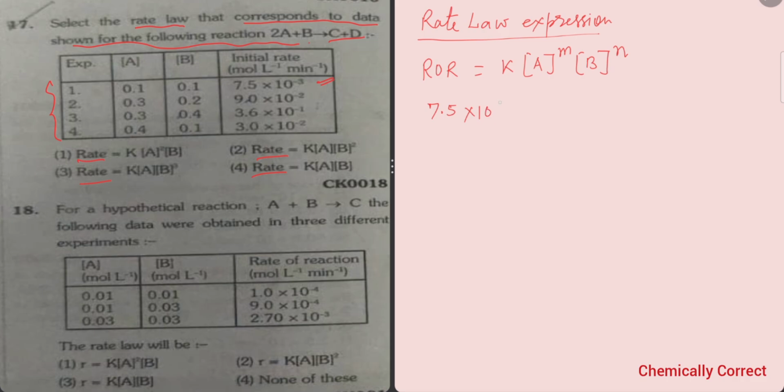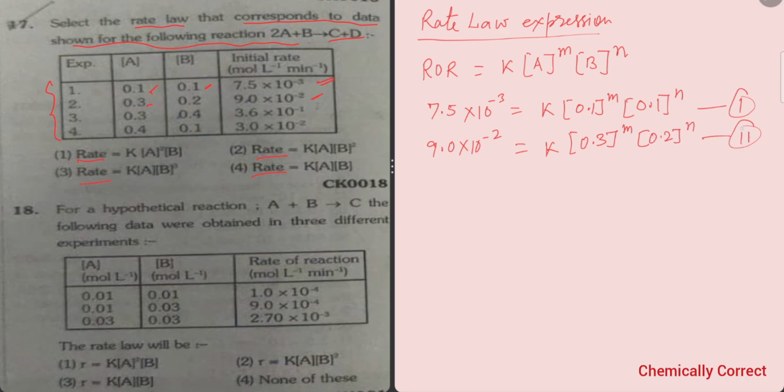For the first equation, the rate of reaction is 7.5 into 10 raised to the power minus 3, that is k into the concentration of A, which is given as 0.1 raised to the power m, and the concentration of B, given as 0.1, raised to the power n. For the second equation, the rate of reaction is 9.0 into 10 raised to the power minus 2, equal to k into the concentration of A 0.3 raised to the power m, and the concentration of B 0.2 raised to the power n. This is our second equation.